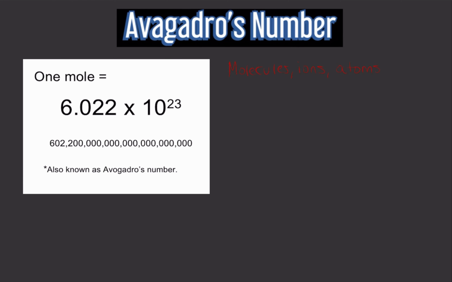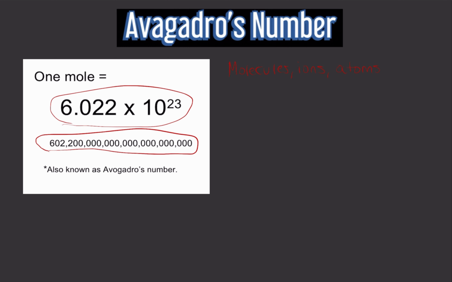Hey guys, welcome to today's video where we'll be going over Avogadro's number. Now in chemistry, particles such as atoms, molecules, and even ions are counted by something called a mole. And this mole can be represented by Avogadro's number, which is 6.022 times 10 to the 23rd. This is a very big number, as you can see here if you look down below. Very, very large number.